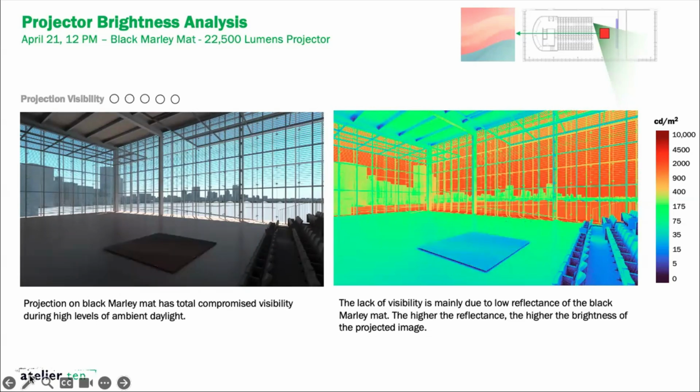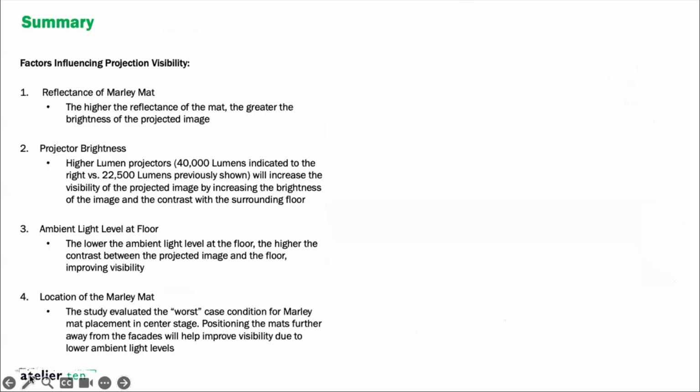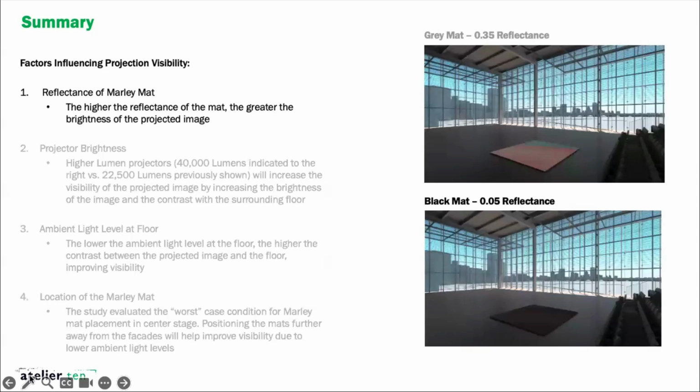And this is the black Marley mat. Obviously, since it has much lower reflectance, it's not going to be as visible as when you use a gray Marley mat in this condition. We wanted to convey to them what the different factors are that influence projection visibility. One is the reflectance, and you can see that the higher the reflectance of the mat, the greater the brightness of the projected image is.